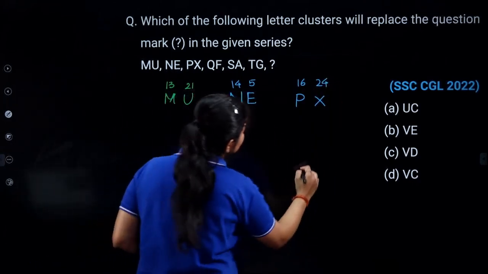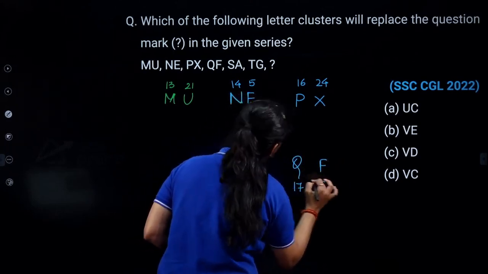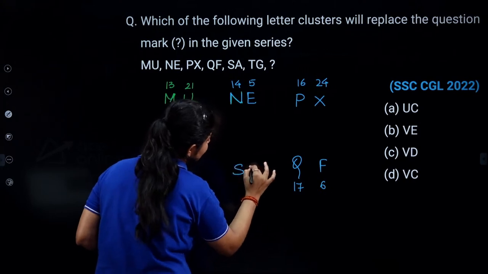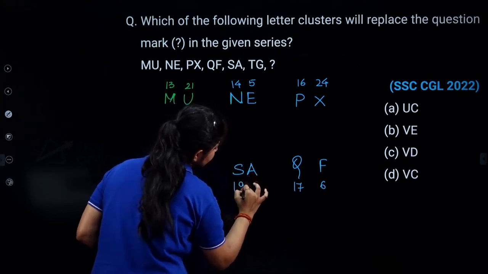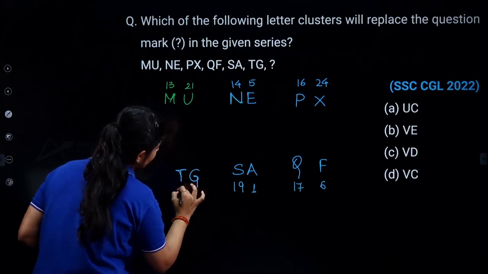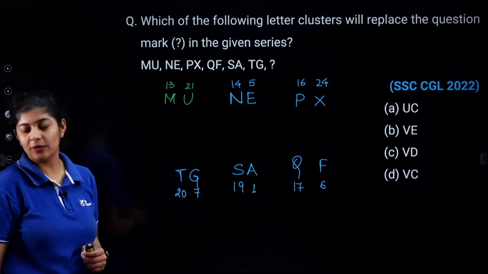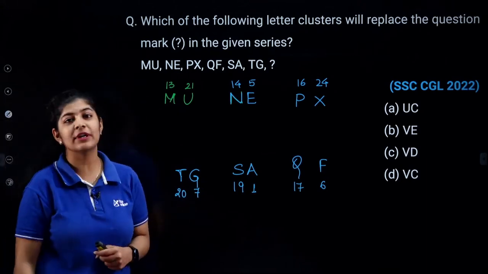The next one is QF. Q 17, F 6. Next one is SA. S 19, A 1. TG 20 and 7. This is the pattern that we are getting, and what we have to identify is the next term.